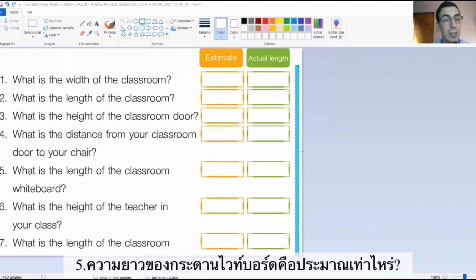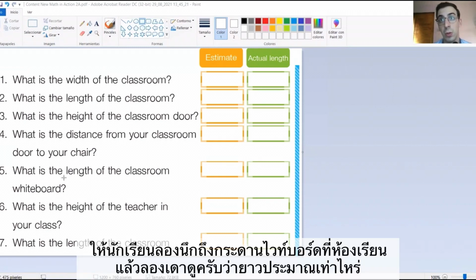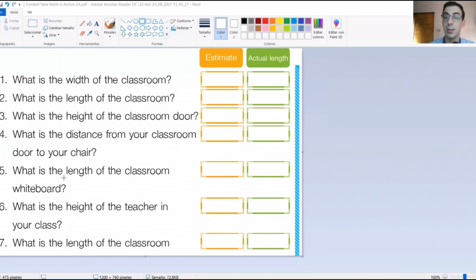Number 5, what is the length of the classroom whiteboard? Whiteboard. So think about the whiteboard in the class. How long do you think it is? How many meters long is it? How much? Maybe 2, 2.5? Could be.